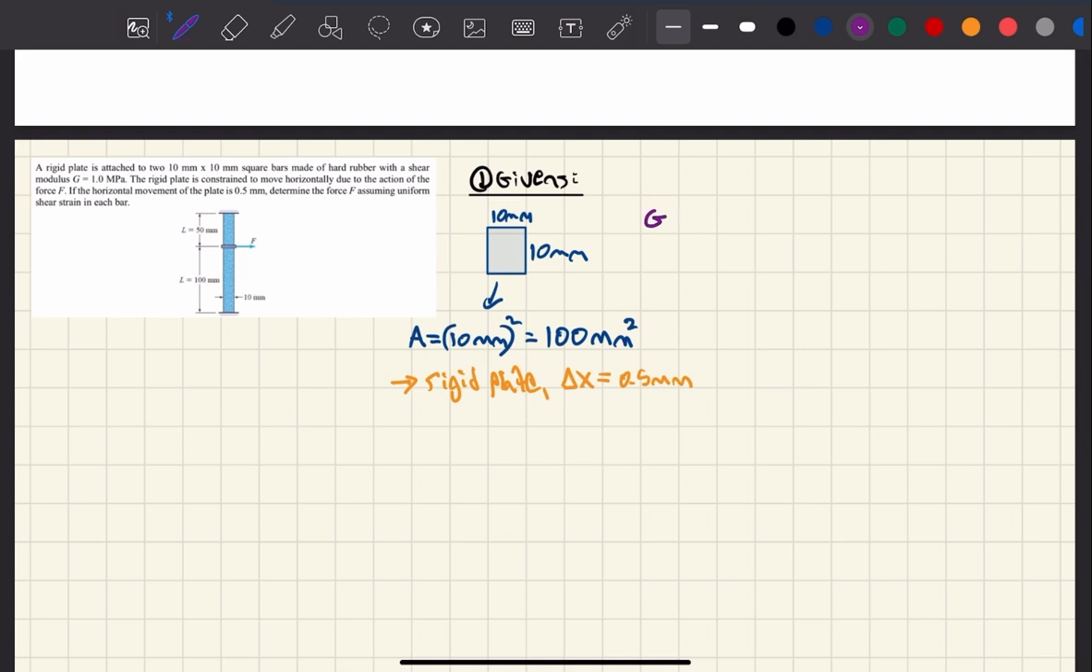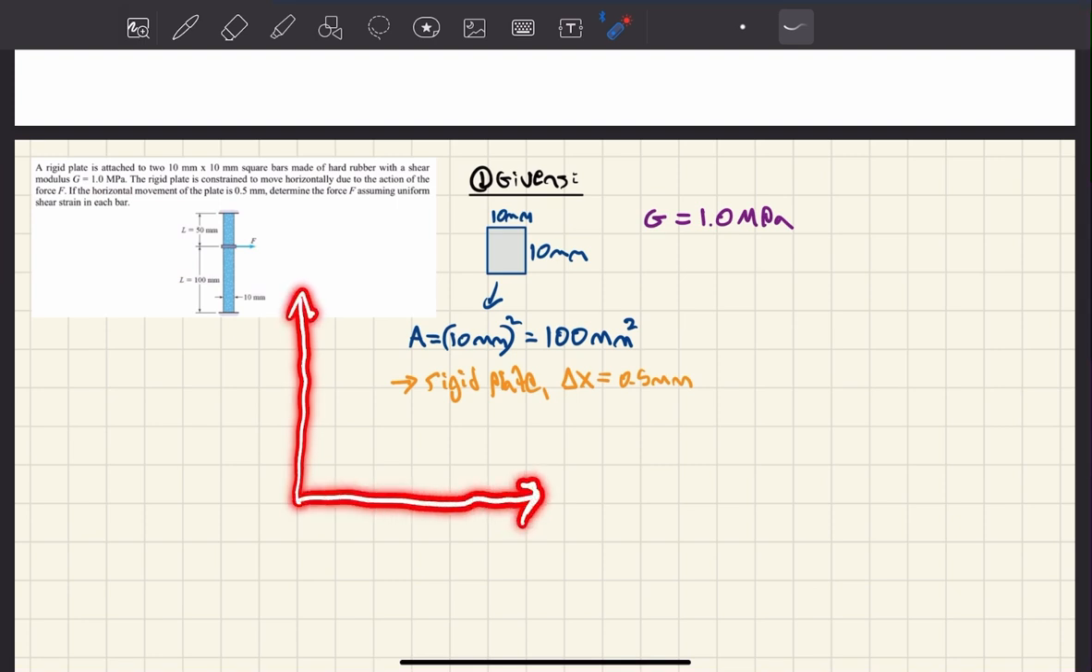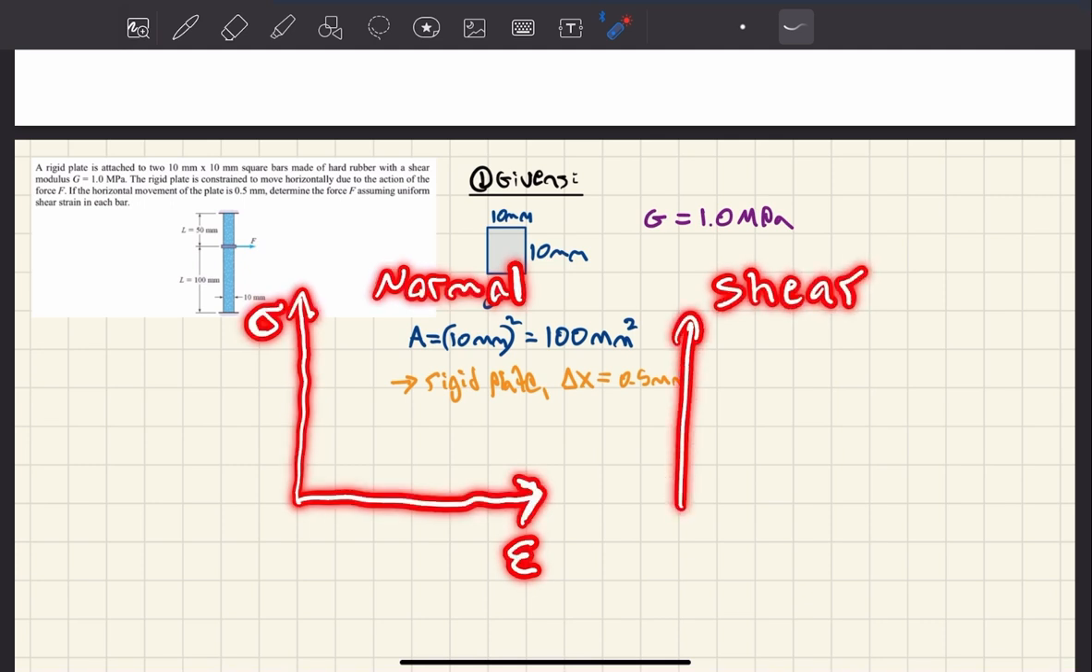We're given that the rubber bars have a shear modulus of 1 megapascal, right? What is a shear modulus? It's also called the modulus of rigidity. Well, this relates to a concept which we haven't even gone to yet, I think in the next chapter. Basically, and in my opinion, it's the most important thing you learn in mechanics of materials, and that is the stress-strain diagram. You have the normal stress-strain diagram. This is a quick overview just so you understand the background. And then you'll have the shear stress-strain diagram, right? The only difference is, instead of normal stress by normal strain, you have shear stress by shear strain, right?